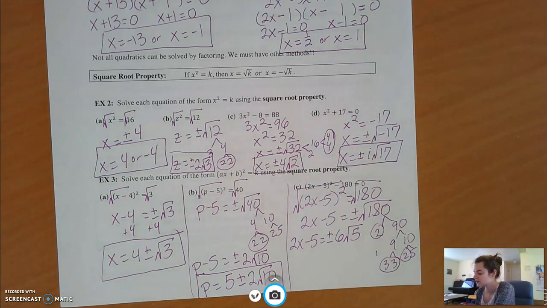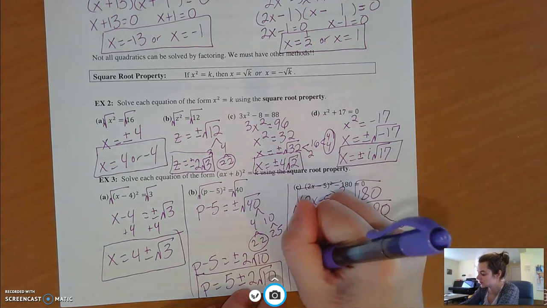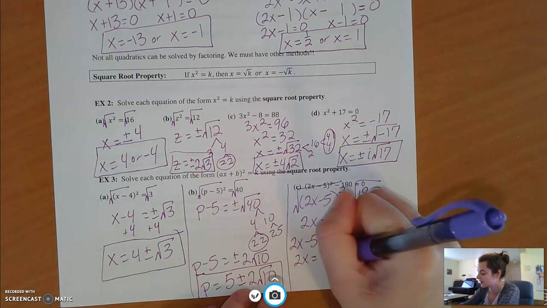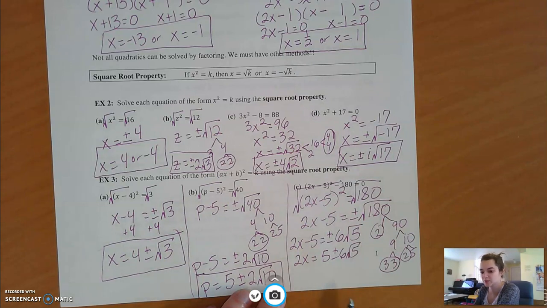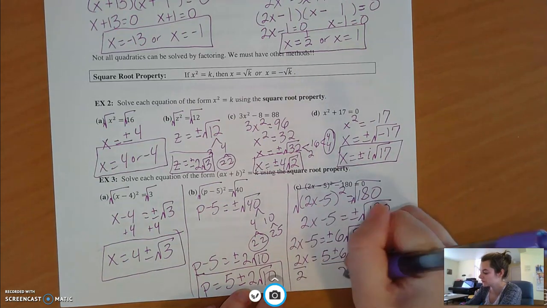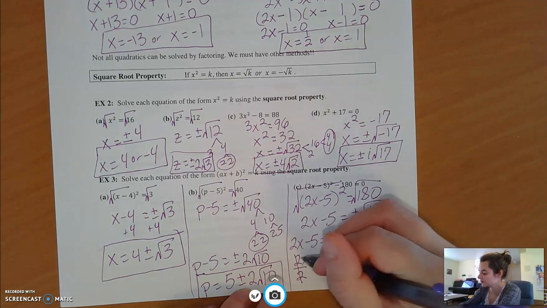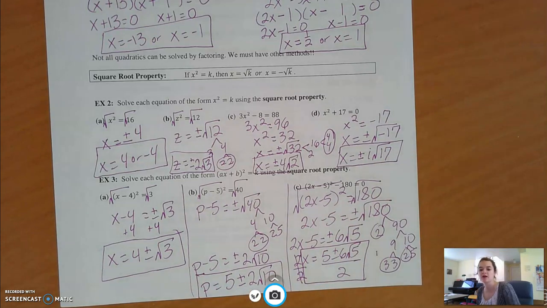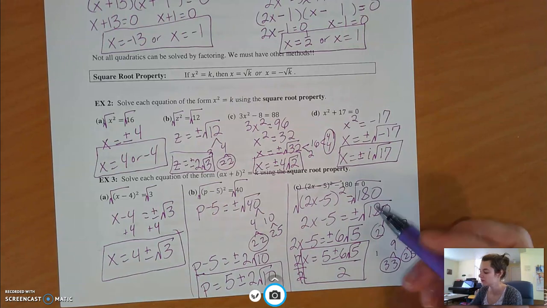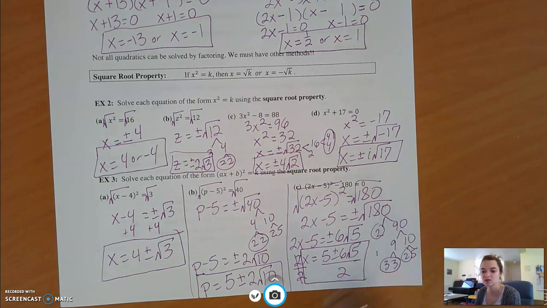Okay. Then solving for x from here, I would add 5 to both sides. So then I'd have 2x equals 5 plus or minus 6 square root of 5. And then I'll divide both sides by 2. And I'm done. There's my answer right here, 5 plus or minus 6 radical 5 all over 2. And in case you're wondering, can I simplify that any more? Well, 6 and 2 are divisible by 2, but 5 isn't. So there's not really any simplifying we can do from here. Okay.